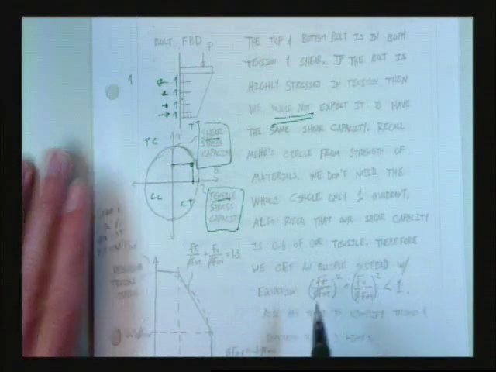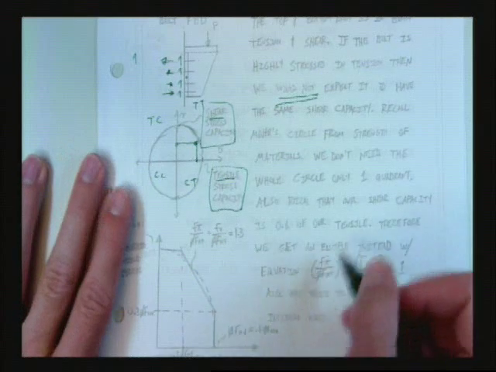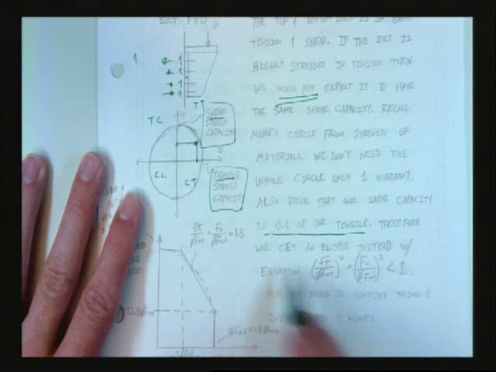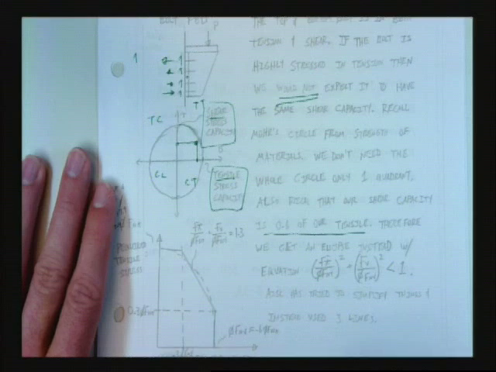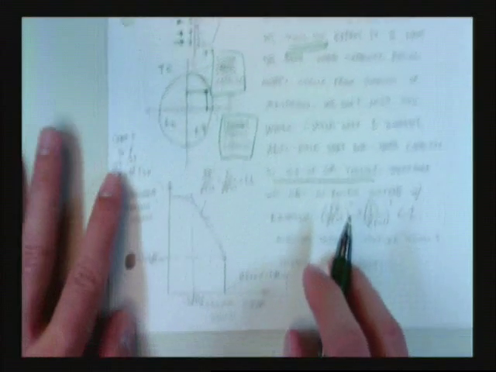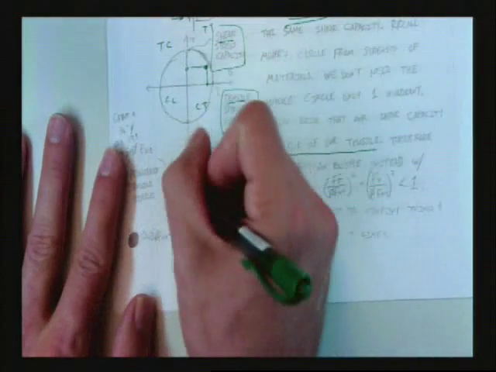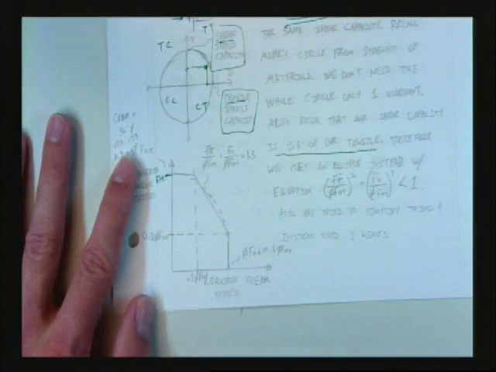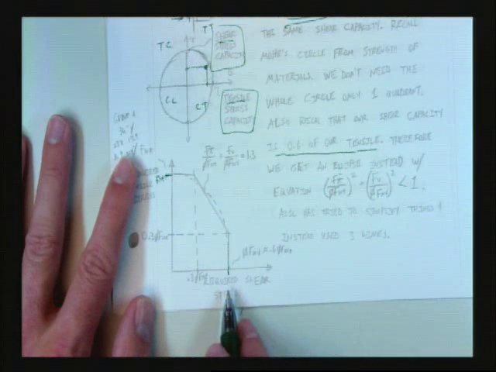Also recall that our shear capacity is 0.6 of our tensile capacity. This is very important. Therefore, we actually get an ellipse instead of a circle. If we take this quadrant and plot it down here, and say this value is Fu, the tensile capacity, then this value is going to be equal to what? 0.6 of it, isn't it?